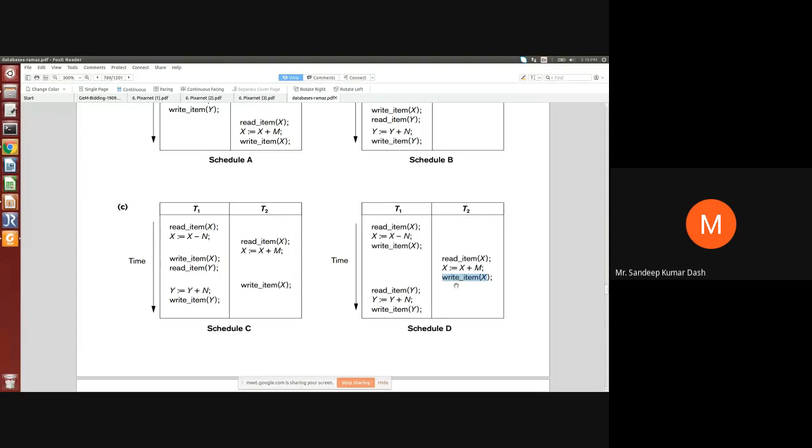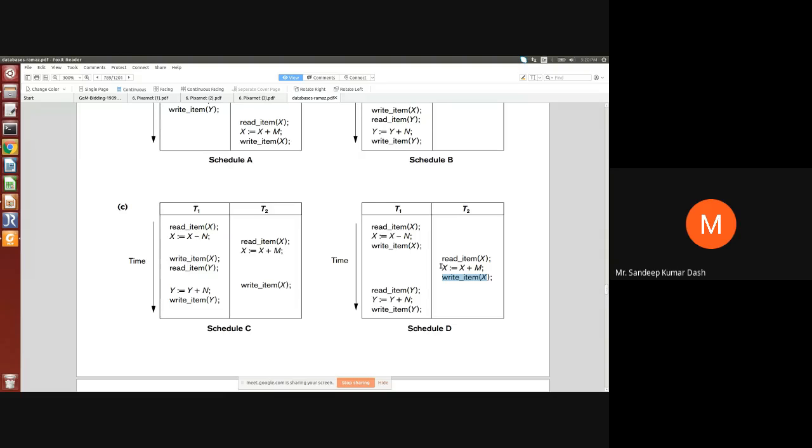So the first thing is that you have to find whether there are any conflicting instructions, conflicting operations, existing in the transactions or not. Suppose this is on X, this is on Z, this is on Y. So there is no conflicting instruction. This may be write, this may be read, but it is on a separate data item. This is suppose on Z. So these two are not related. They are not conflicting.